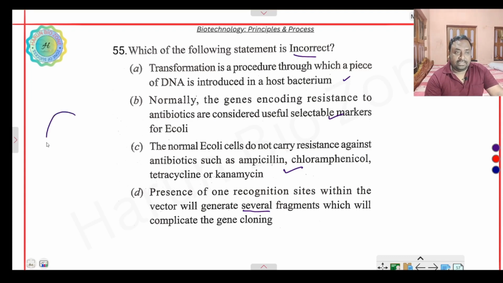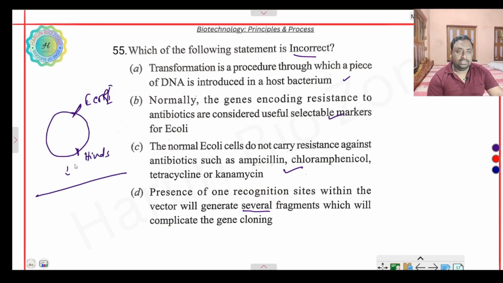The presence of more than one recognition site within the vector will generate several fragments. Suppose this is a bacterial vector. If only one EcoRI site is present, only a single linear strand is formed. But when several restriction sites are present, then one fragment, two fragments are formed. So if there are many recognition sites within the vector, it will generate several fragments, which will complicate the gene cloning. The incorrect one is D.